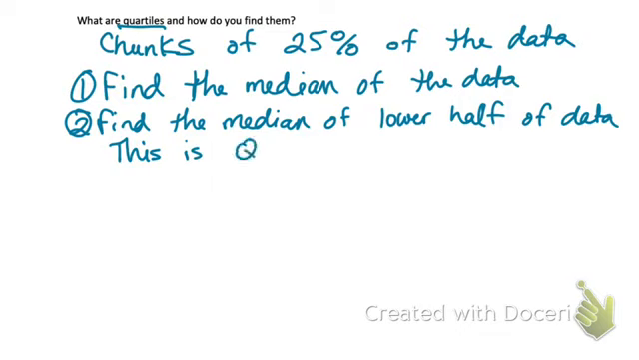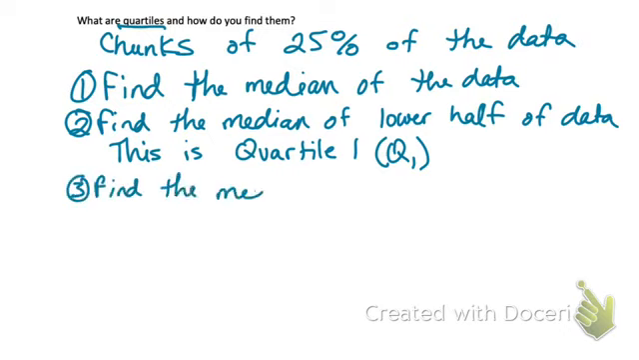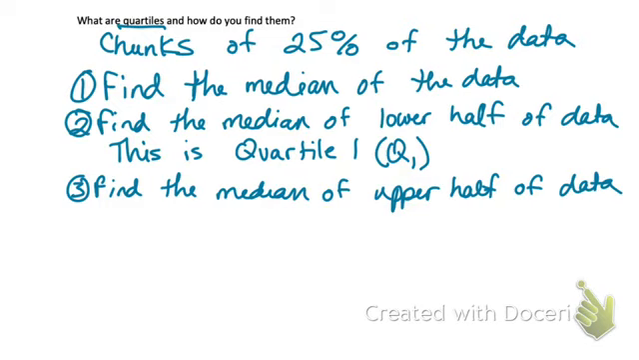This is quartile 1. That is notated with a capital Q and a little 1 in the subscript. Q1. You can call it the first quartile, the quartile 1, or Q1. You could say any one of those things. That's the first quartile. And then we're going to find the median of the upper half of data. So we'll find the median of the upper half of data.